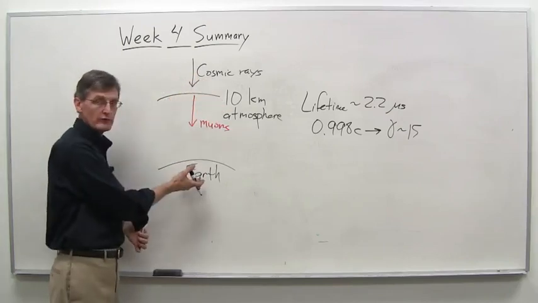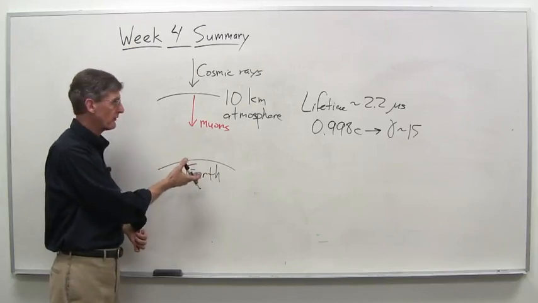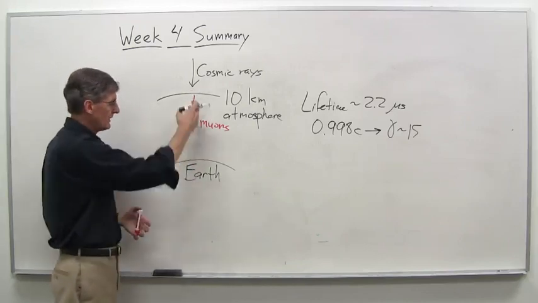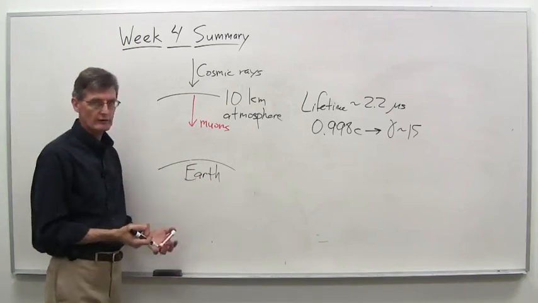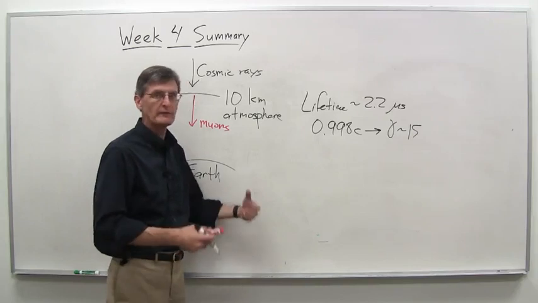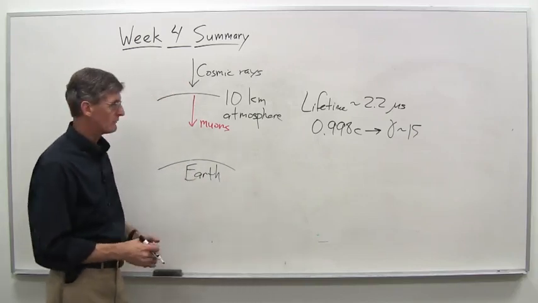And yet we see the muons down here at the surface of the Earth. Somehow they get from 10 kilometers high, where we know a lot of them are generated, down to Earth. So what's going on here? Well, we can explain it and get the correct result only using the special theory of relativity.